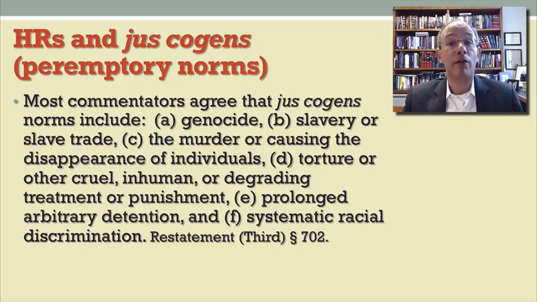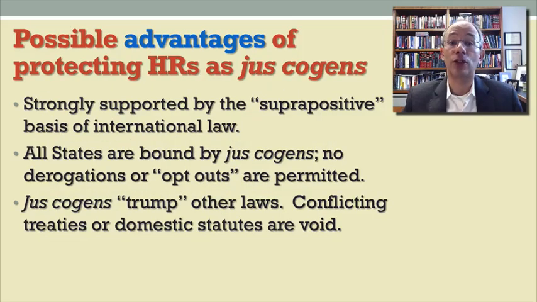But again, let's step back for a moment and talk about advantages and disadvantages of this form of international regulation. So advantages include the fact that jus cogens is very strongly supported by the superpositive basis of international law. It appeals to the idea of higher order legal principles. It also is obligatory in the sense that states cannot opt out from it, nor can they adopt a subsequent legal rule like a treaty or ordinary custom that would supersede jus cogens.